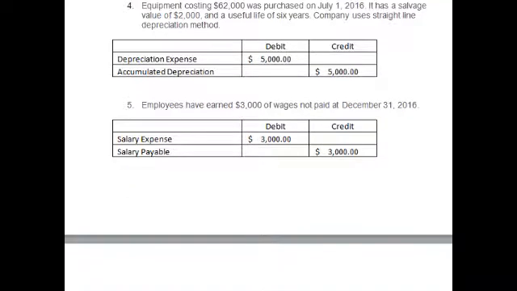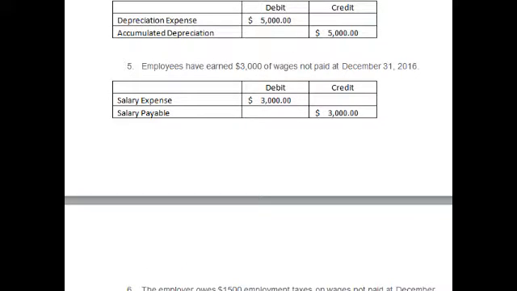Number 5. Employees have earned $3,000 of wages not paid on December 31, 2016. This scenario is very common because we do not pay our employees right when they earn their wages. Companies usually hold at least 1 week or 2 weeks of wages, and they don't pay their employees right away. So on December 31st, 2016, although my employees have earned $3,000, we do not pay it yet, and it's the end of the year. So our company probably will pay this amount sometime next year.